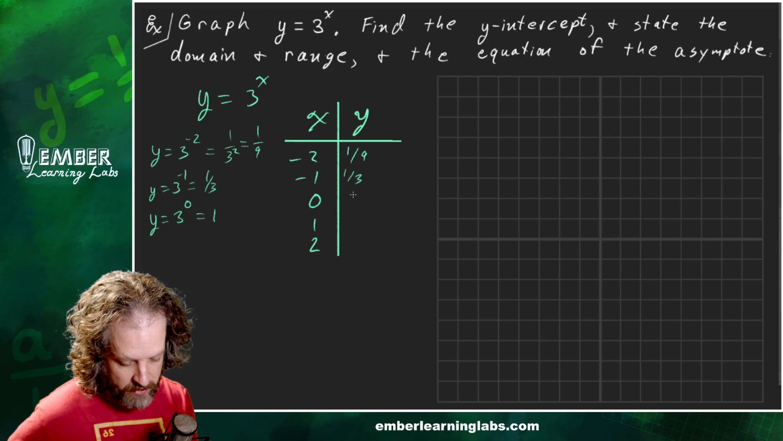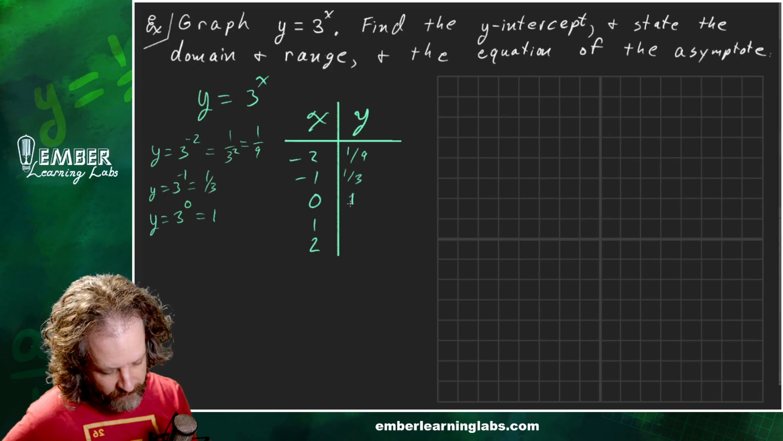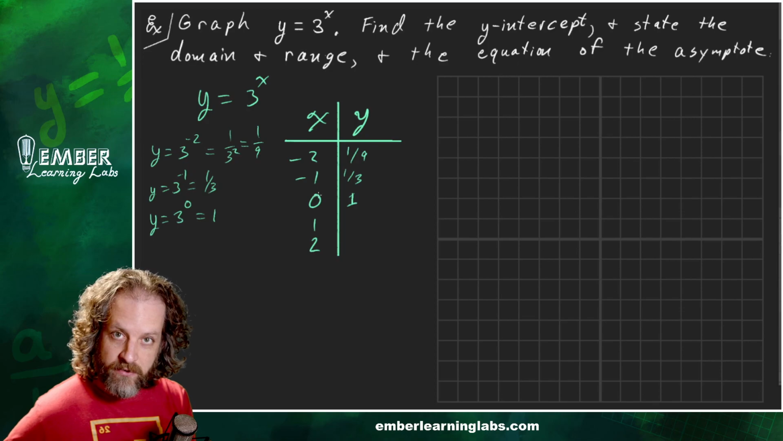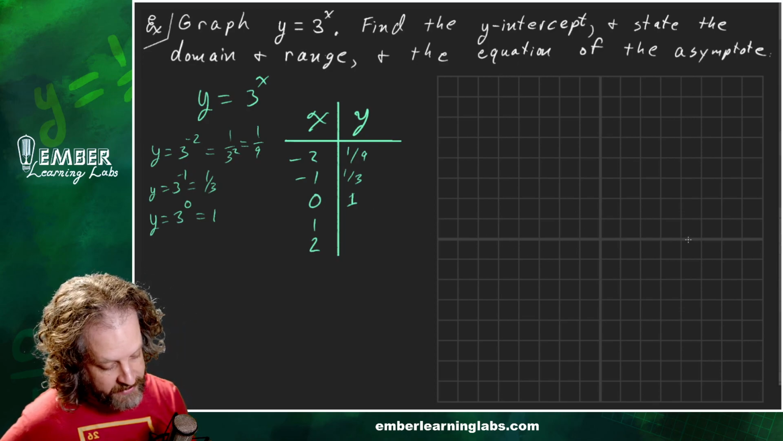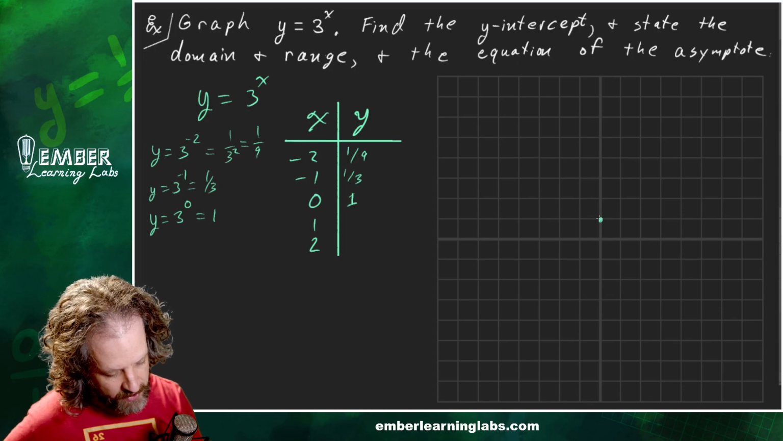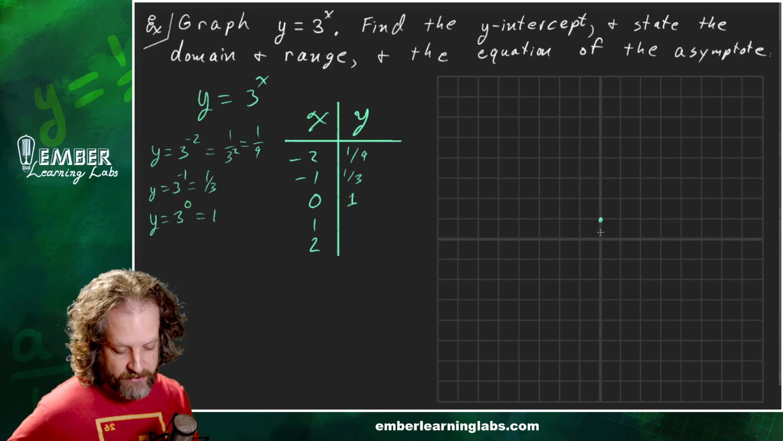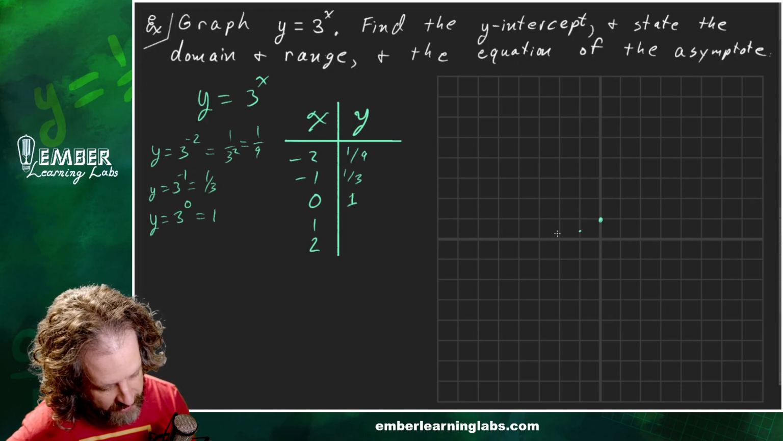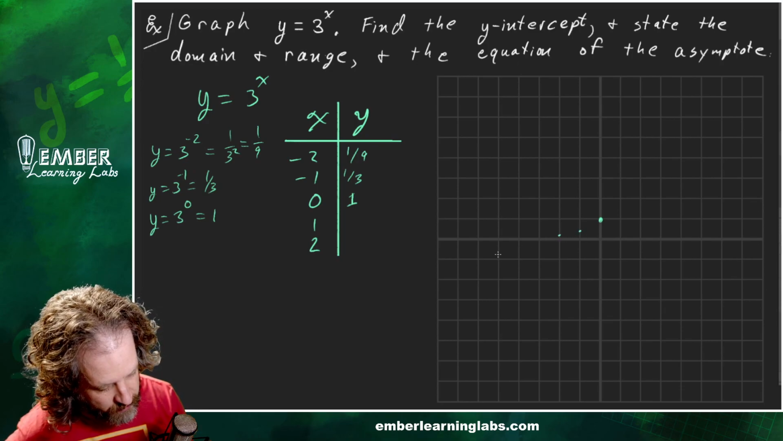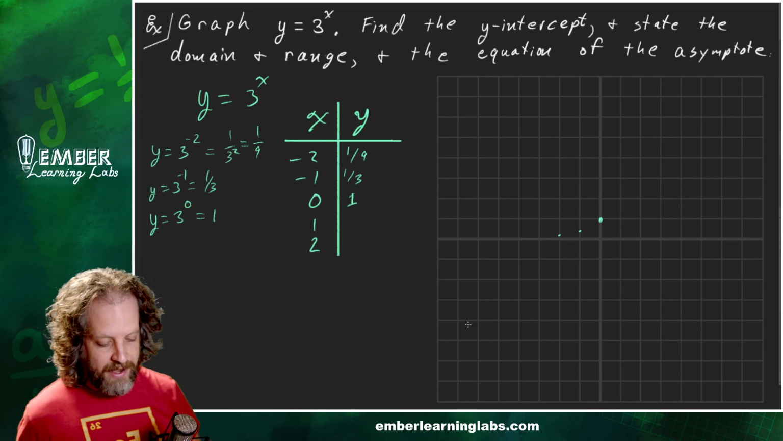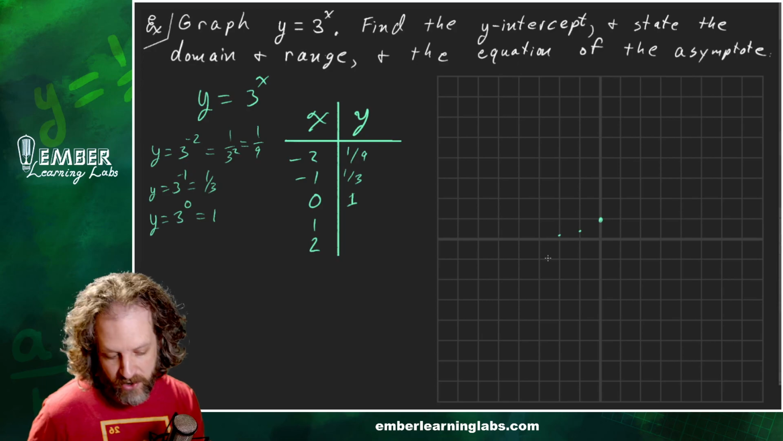So this is 1. Now it asks for the y-intercept. The y-intercept is when x equals 0, so it's where it crosses the y-axis. So it's (0, 1). So we've got our y-intercept. That's great. -1 and 1/3 is about right there. -1 and 1/9 is right there. So we're already looking like a really straightforward exponential growth function.